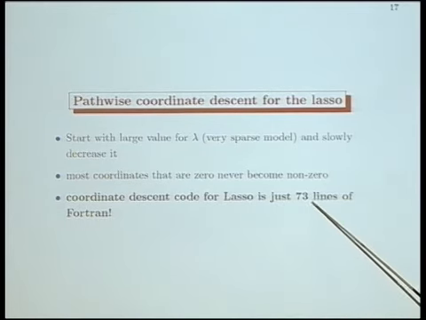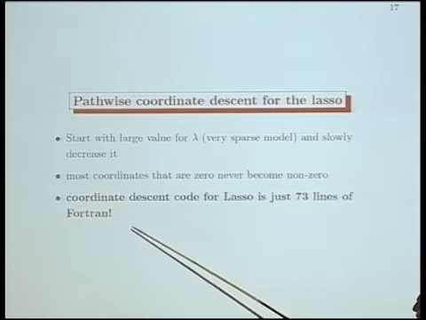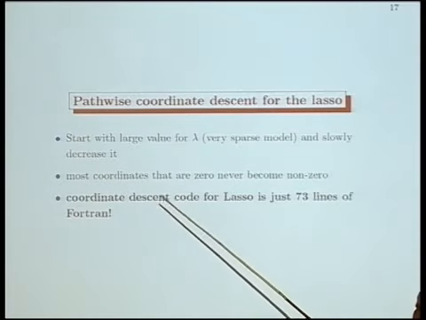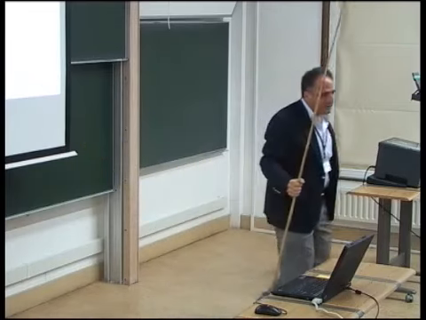And the amazing thing is that at least the basic algorithm is so simple. It's really 73 lines of Fortran. And whenever I give this talk or a version of this talk, especially to computer science people, they see Fortran and they kind of laugh. Fortran, you guys are still using Fortran, right?